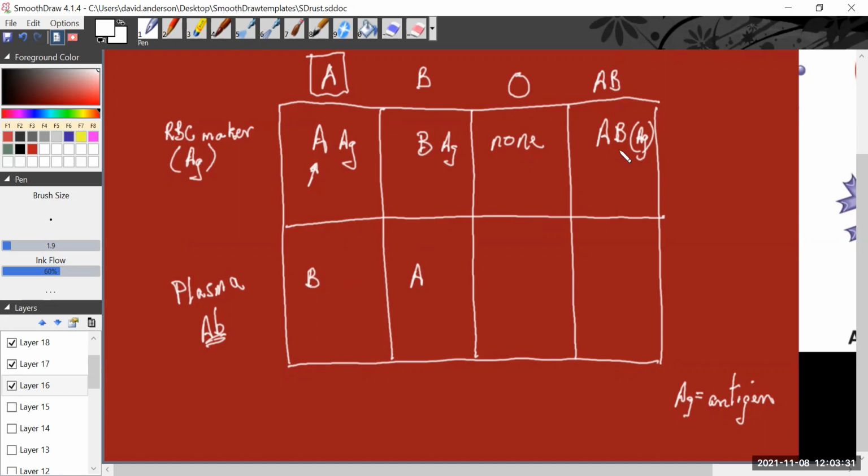Now, somebody who has AB blood, they have both antigens, A and B. By definition, they will have no antibodies. Because if they did, they would react against themselves. But the person that has no antigens, or type O blood, has antibodies for both.